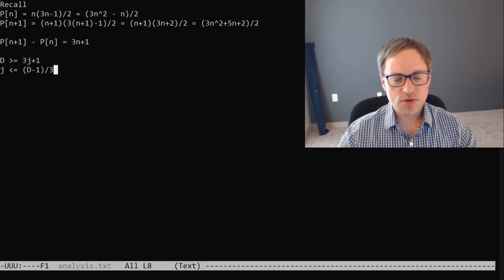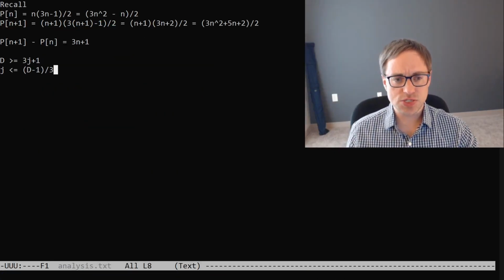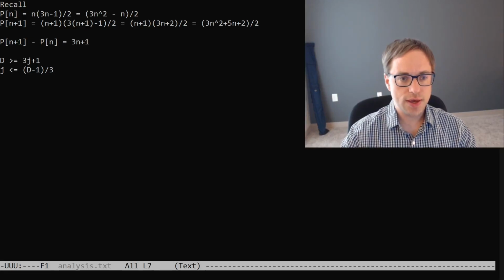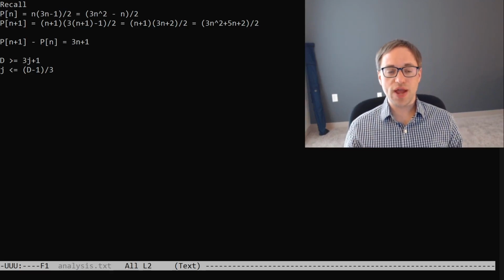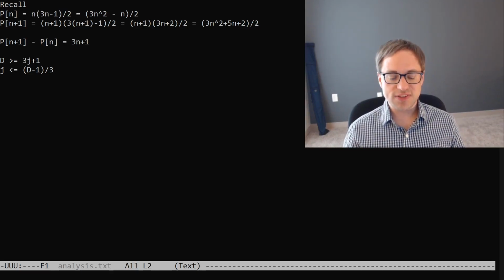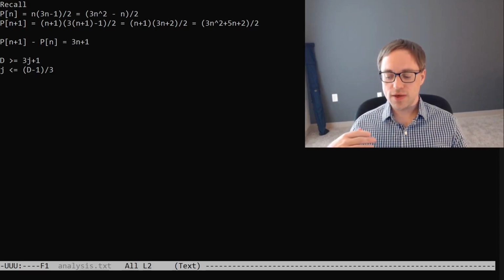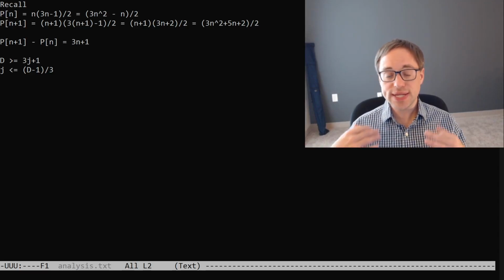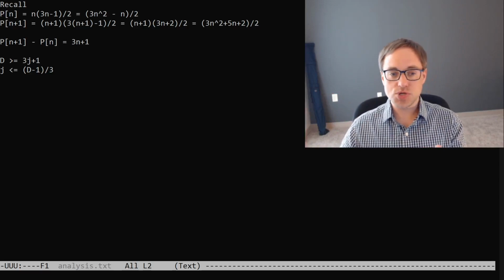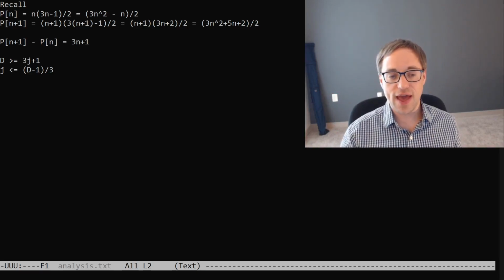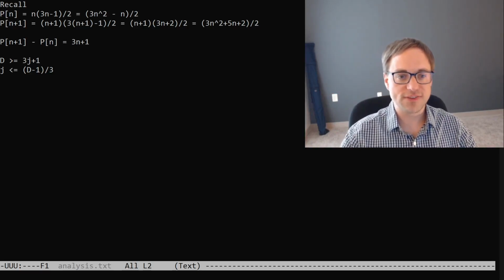So the key to Jacob's method is to take the expression up here for the nth pentagonal number and to solve for n and to consider the conditions under which we get an integer for that value. That is, what do you have to put in as a pentagonal number to get an integer index as a result? So let's do that.